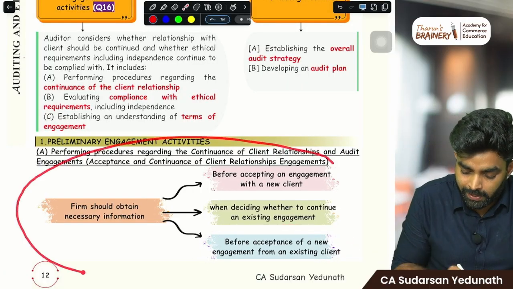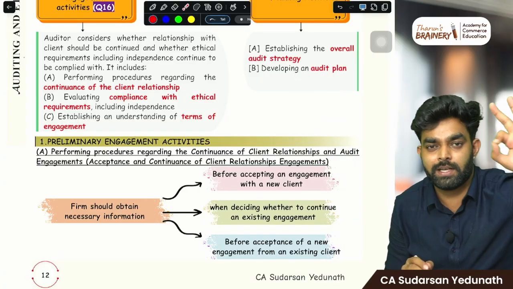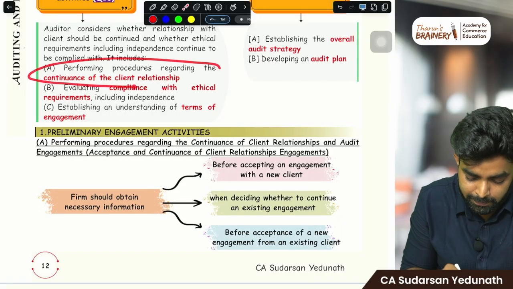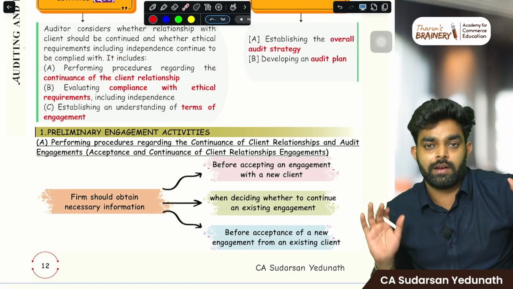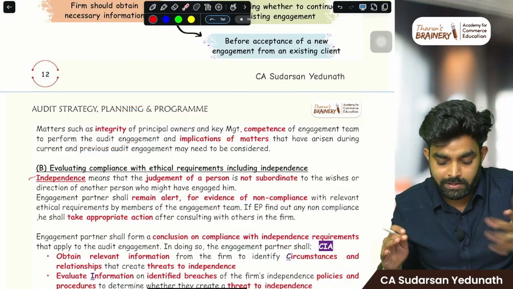So when you are accepting any work, think of the preliminary engagement activity. Before accepting any work, make sure you check this. Perform procedures regarding continuance of client relationship. Make sure the integrity of the principal owner, the competence of our team, everything is okay.